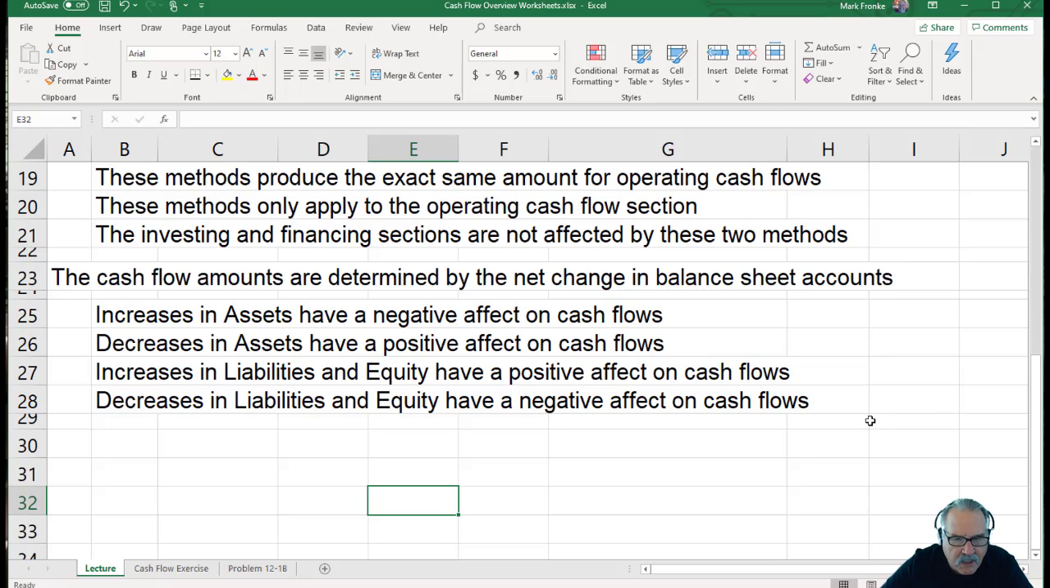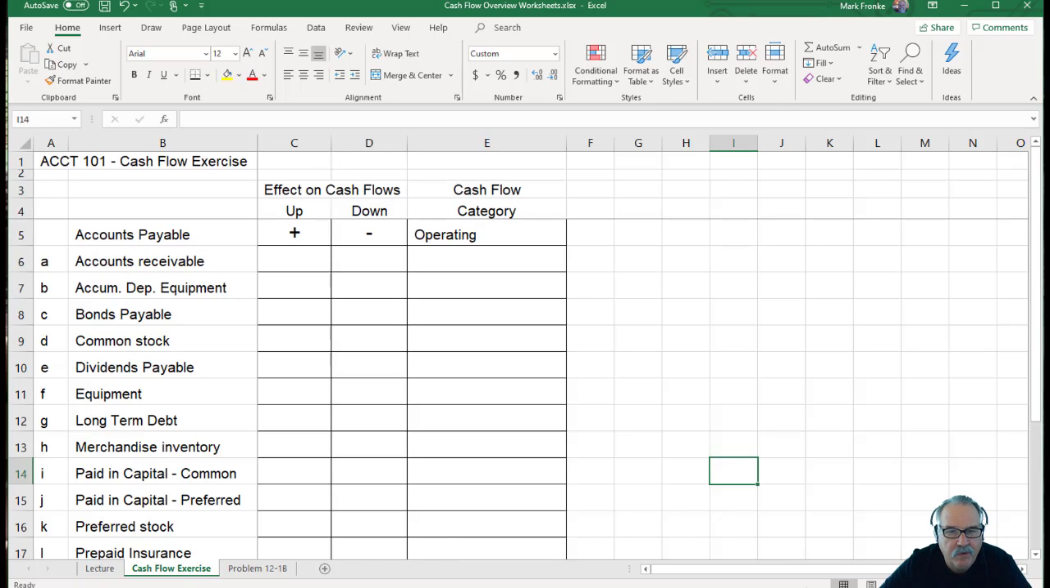So let's do a little exercise. This is in your working papers. We're going to start, and I started with accounts payable as an example. If accounts payable goes up, that has a positive effect on cash flows, and I put a plus sign and a negative sign there. If accounts payable goes down, that has a negative effect on cash flow, and this is going to fall in the category of operating expenses, operating cash flow.